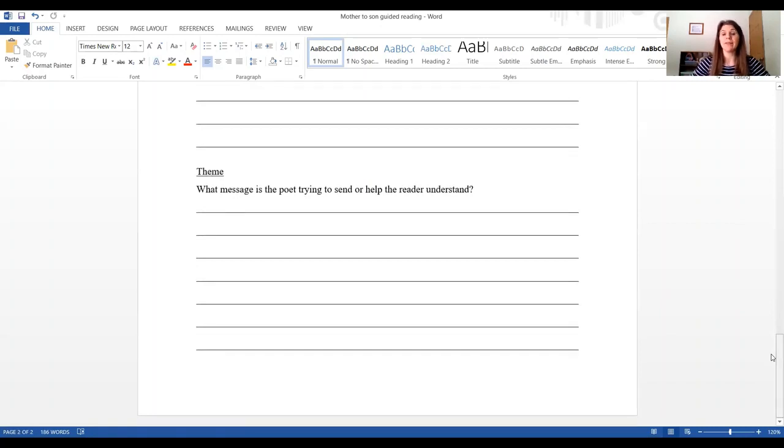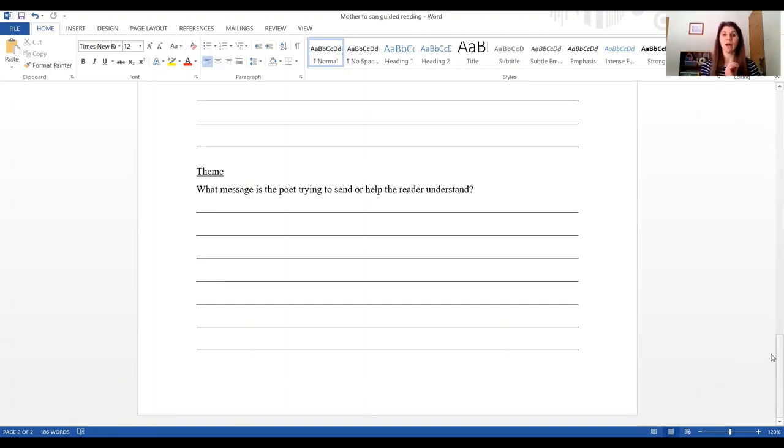The last question is on theme. So that one says, what message is the poet trying to send or help the reader understand? We never did do our interactive notebook for theme this year, but we did do one last year. And we were looking at the message that we can learn from that. It's a message about life. So you're looking at this poem, and a lot of times the message that the speaker is giving to us, she's giving advice to her son, and that same advice can go to us. What is the advice of the speaker? And how does she want us to understand that?